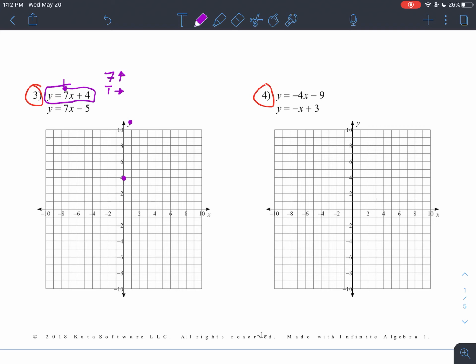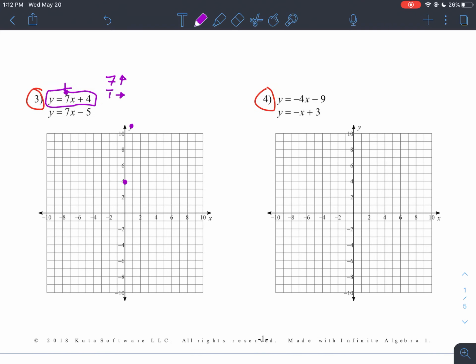This is going to be off the chart, so that's our unofficial point. Now, flip the script. Let's go down 7 and left 1. 1, 2, 3, 4, 5, 6, 7, and left 1. And then down another 7 and left another 1. And we see that this is our line, which is great.